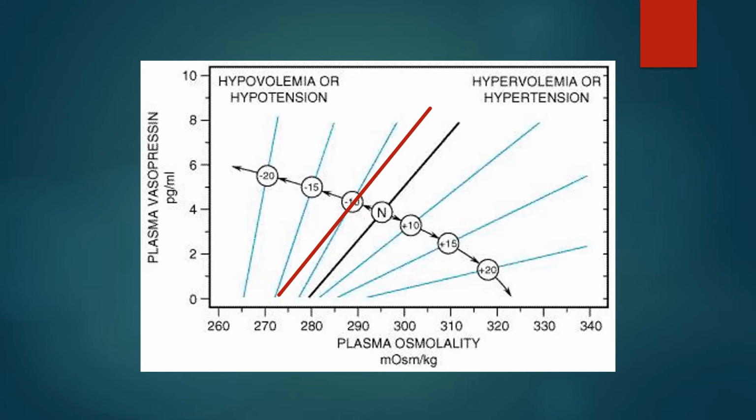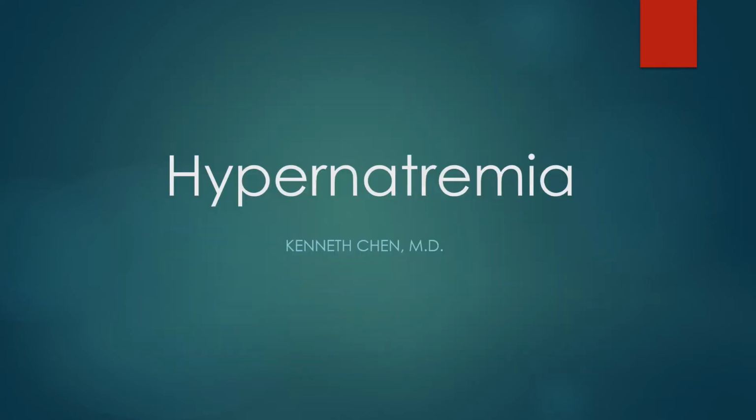In general, sodium disorders occur when there's a problem with water intake, ADH secretion, or water excretion by the kidneys. So now I'm going to review hypernatremia, which occurs as a result of excessive water loss by the kidneys or an inadequate intake of free water.